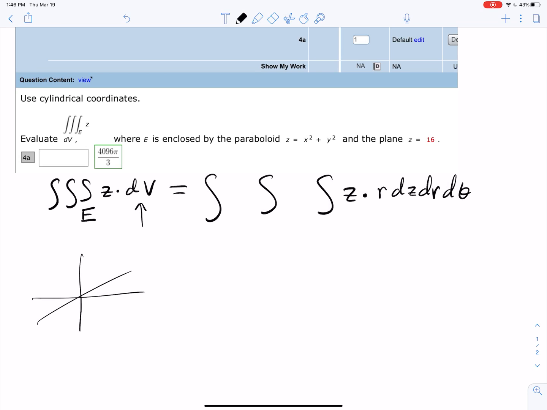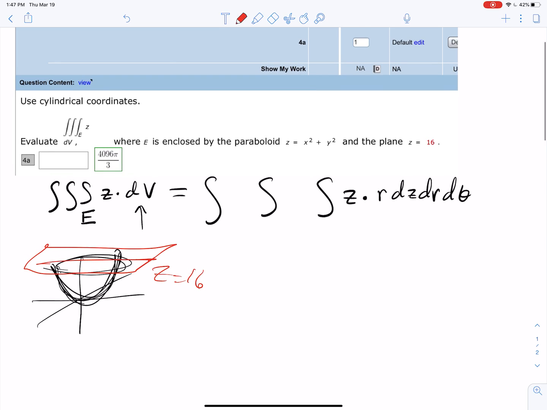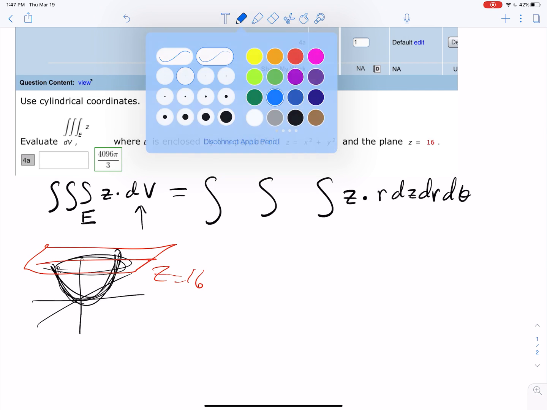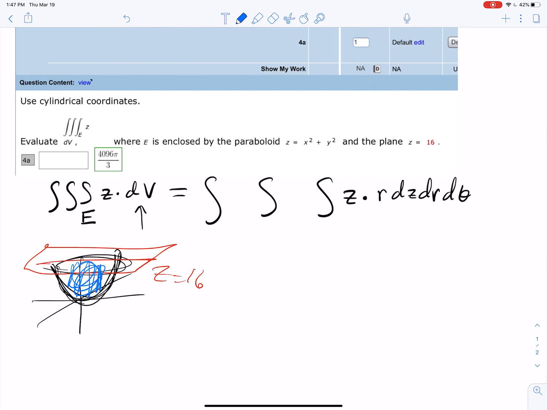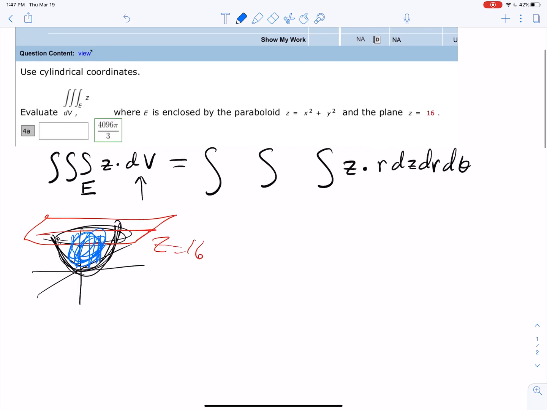So we have this paraboloid z equals x squared plus y squared, which is going to look something like that. And the plane z equals 16. So there's this plane z equals 16 that's sitting above. Okay, and so the region they must want is sort of this solid bowl-shaped region in there. That's the region we're integrating on.